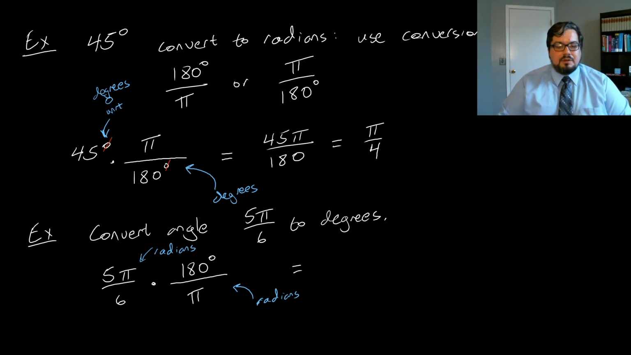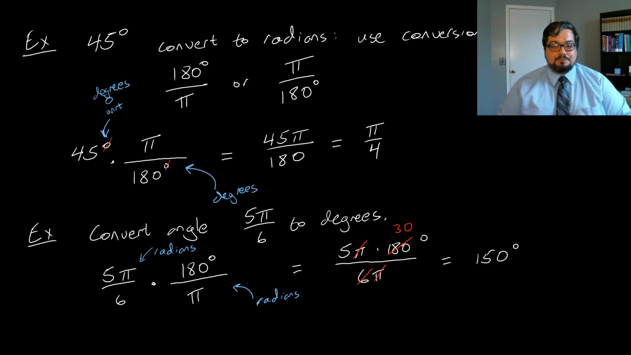And so we wind up with, when we multiply these together, 5 pi times 180 degrees divided by 6 pi, and then we can do some cancellation. The pi's cancel, the 6 and the 180 cancels. 180 divided by 6 is 30, and so we get 150 degrees out of that.